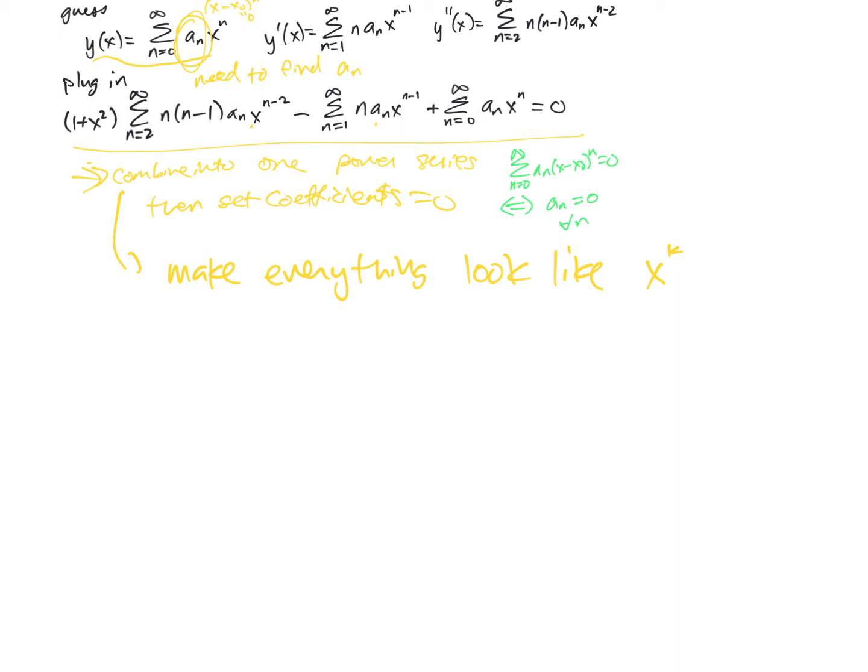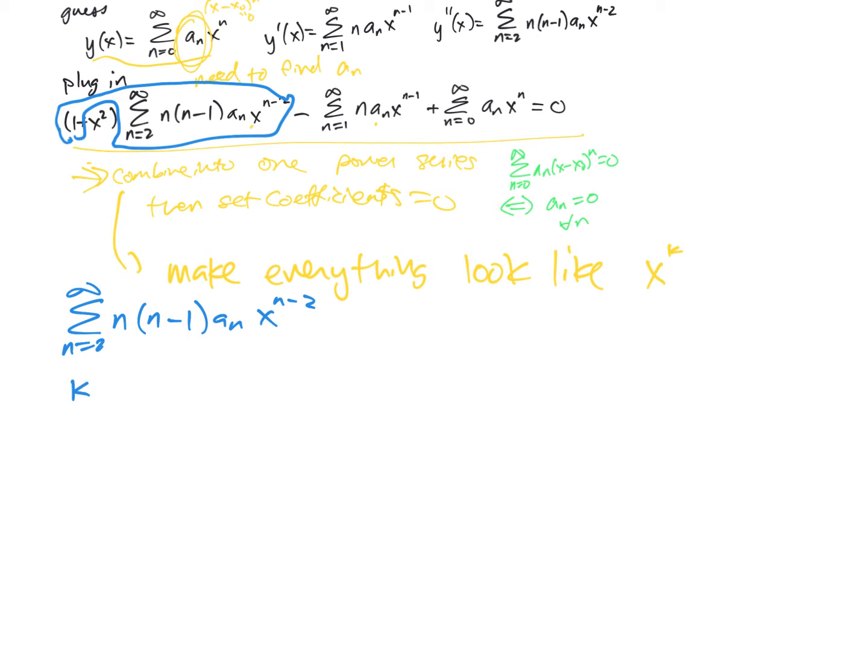First, this first term is actually two terms. We have 1 times the power series plus x squared times the power series. So first, I'm going to worry about 1 times the power series here. That's going to equal the sum from n equals 2 to infinity of n minus 1, a n, x to the n minus 2. I want to have an x to the k, so I'm going to do a change of variables. Just write down what you want to happen: I want k to replace n minus 2.